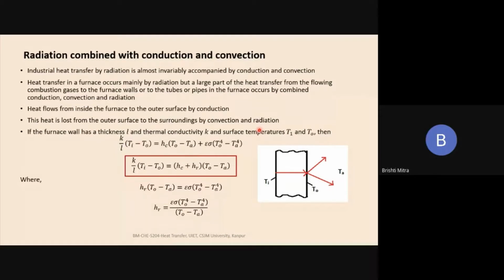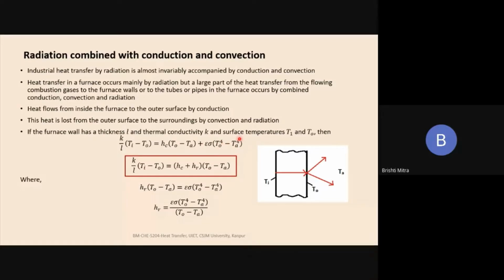So because it is a steady state process, I can say that the net rate of conduction is equal to a summation of convection and radiation. So the temperature of the inner wall is Ti, the temperature of the outer wall is To, and the ambient temperature is Ta. So for conduction, we can write K by L into Ti minus To. And this is equal to the heat transfer coefficient of convection into To minus Ta plus the emissivity into sigma into To to the power 4 minus Ta to the power 4.